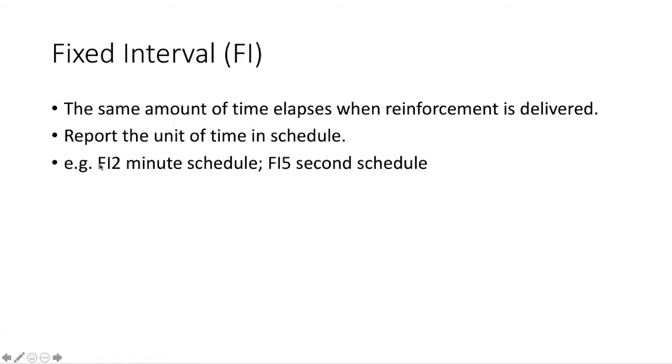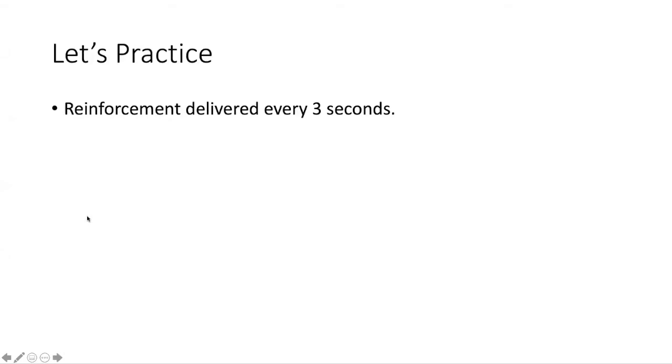So what this means here when we're looking at this example, FI 2, every 2 minutes if the individual is engaged in the behavior, we provide reinforcement. FI 5, every 5 seconds they engage in the behavior, we provide reinforcement. So we deliver reinforcement every 3 seconds. What would that look like? How would we note that? What would be the abbreviation? So you can do FI 3 or FI 3 seconds because sometimes we have seconds, sometimes we have minutes. But FI 3 would be okay.